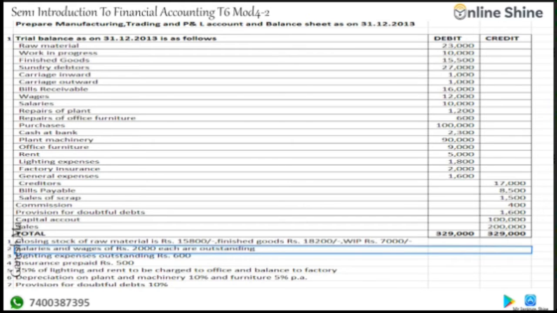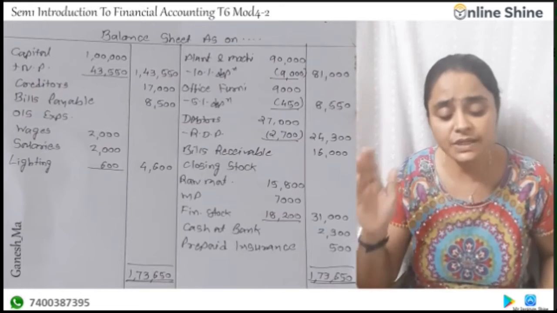Go to the next adjustment. It says salaries of rupees 2,000 and wages of rupees 2,000 were paid in January 2014. These salaries and wages of 2,000 each pertain to December month. But I didn't pay in December, I paid in the next month, and I'm closing my books of accounts on December. So there is some outstanding expenses. Now this is my liability. So now my liability will come in my balance sheet liability side.